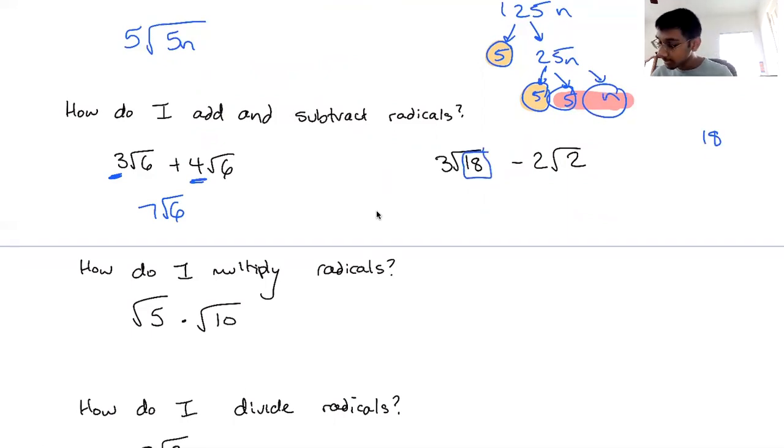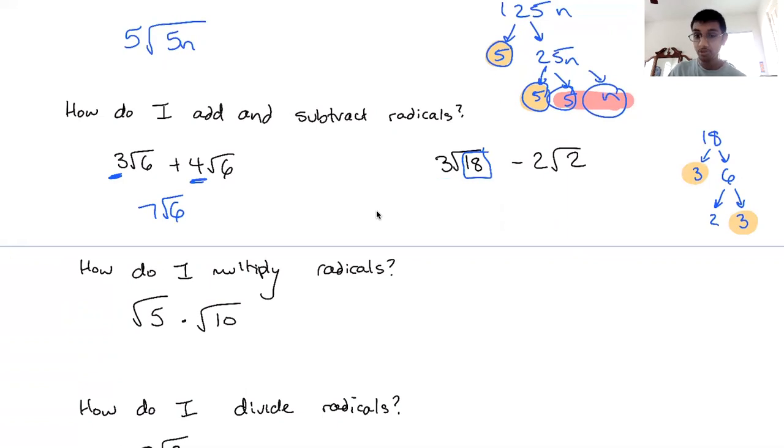So 18 could break down into 3 times 6, right? And then 6 could break down into 2 and 3. Okay, so off the bat, what do I notice? I notice that the number 3 is repeating twice, right? So because this number 3 is repeating twice, it would have to go on the outside of the radical. Okay, but here's the problem. There's already a 3 on the outside of the radical.